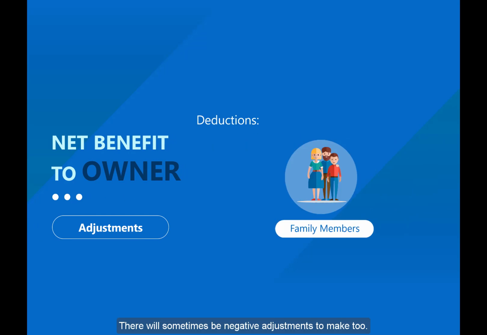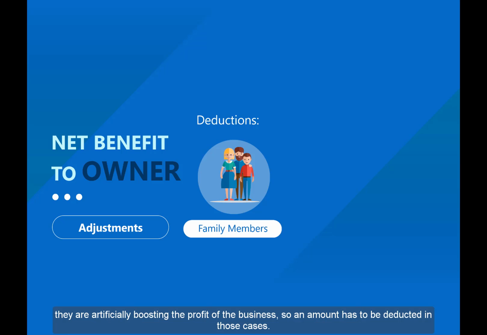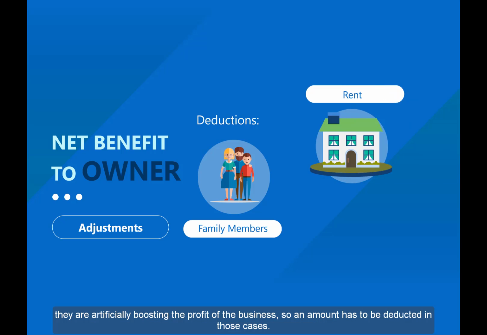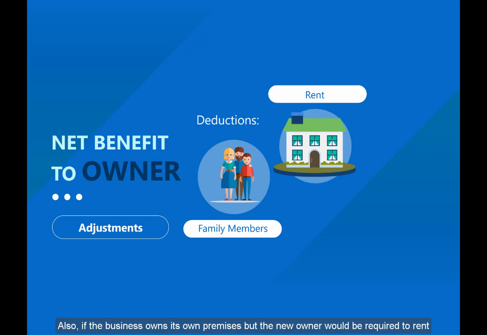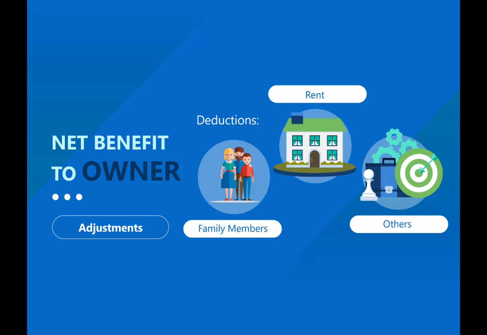There will sometimes be negative adjustments to make too. For example, if family members are working for free or for below market wages, they are artificially boosting the profit of the business, so an amount has to be deducted in most cases. Also, if the business owns its own premises but the new owner would be required to rent, then the rent at a market rate should be deducted to reflect this cost structure for the new owner. And there can be others like this too.